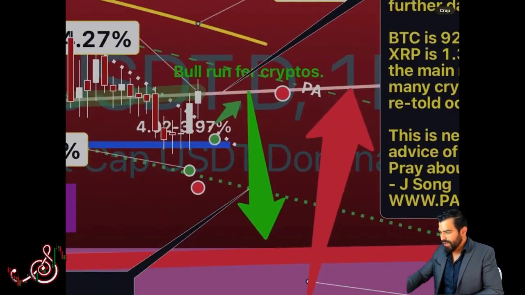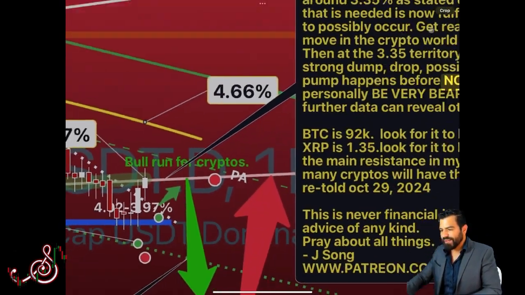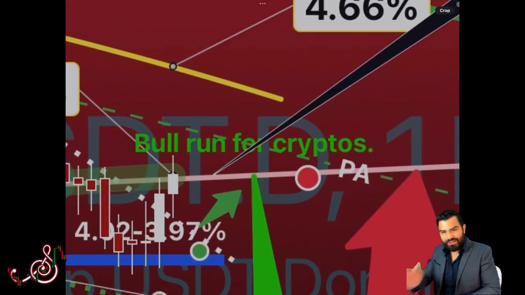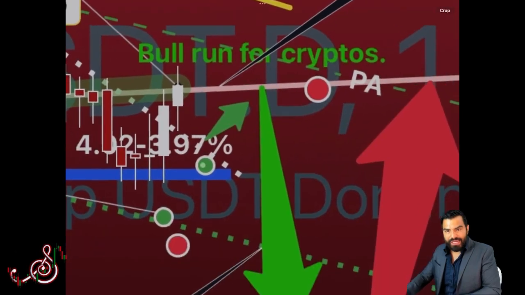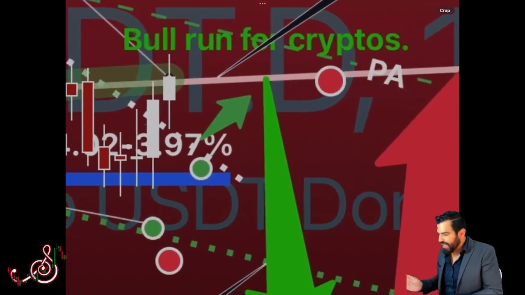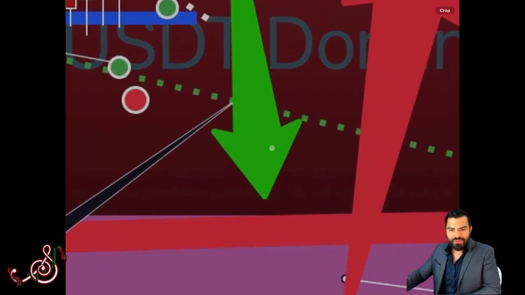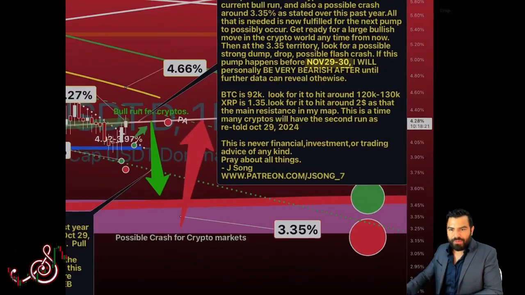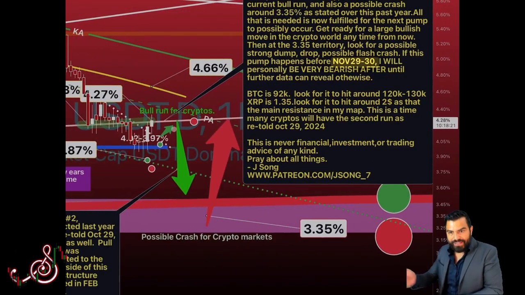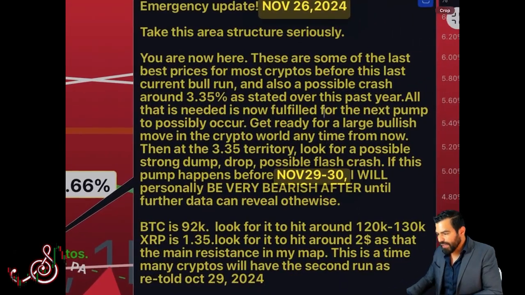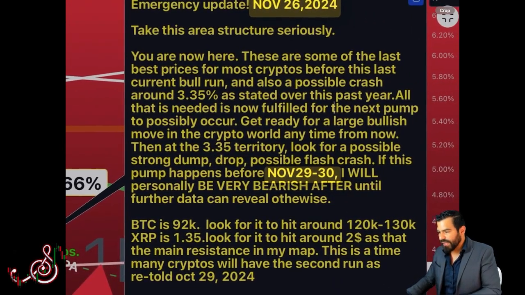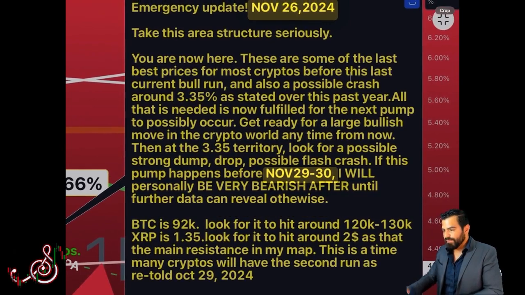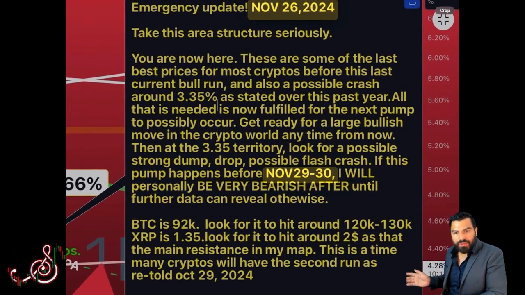So where were we? Price was right there at the top. I even put a little arrow pointing right to where we're at. That little black line, here we are. And I showed you this small arrow, which just happened, and then the big move. And here's the 3.35. Okay, everybody understand that? 3.5 is down here. And this green arrow means that as this comes down, cryptos are going to be moving upwards. Get ready for a large move, okay, as stated, also possible crash around 3.35.